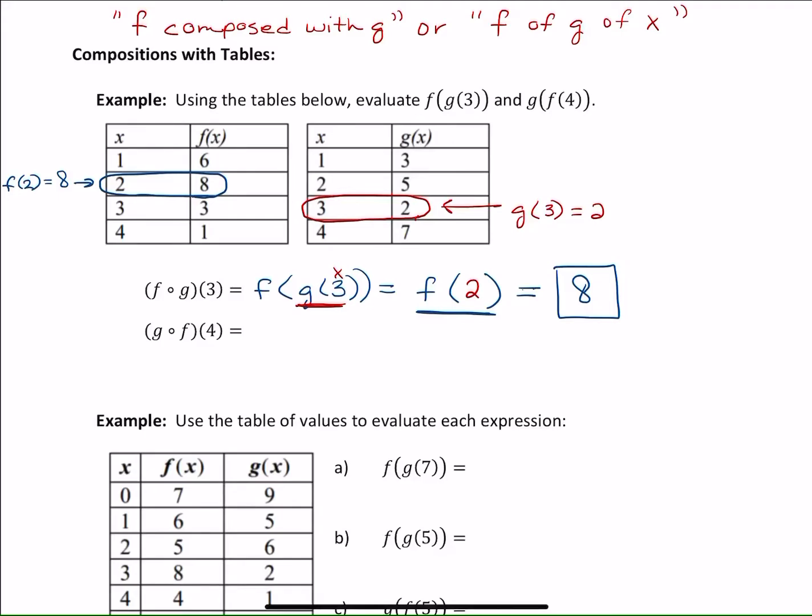On this next one, g of f of 4, I'm going to find f of 4 first, and that equals 1. So I'm going to plug that in for f of 4. So when I need to find g of 1, I'm looking at the g table. G of 1 equals 3.